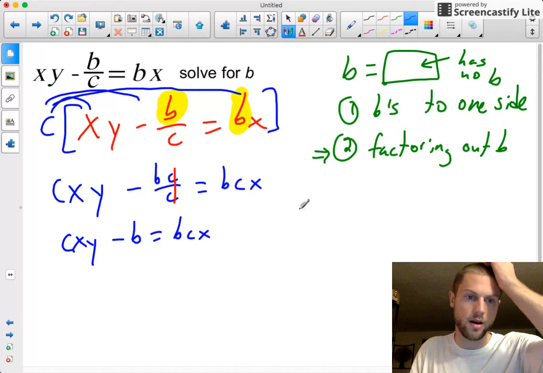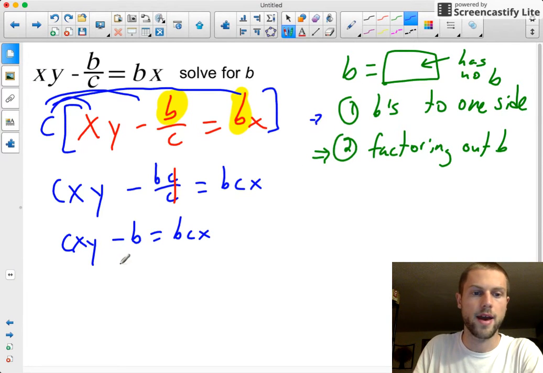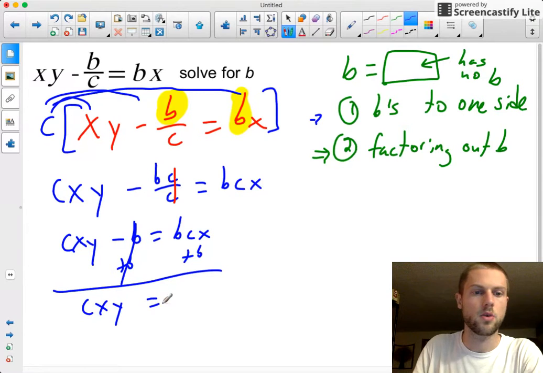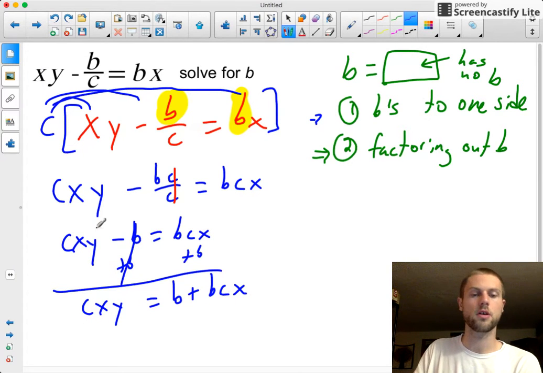All right, so now let's get all the b's to one side here. So I'm going to add b to both sides. This goes away, so I have cxy equals b plus bcx. So this is good. I have all of my b terms over here, everything else over here, and at this point I'm ready to factor out the b.